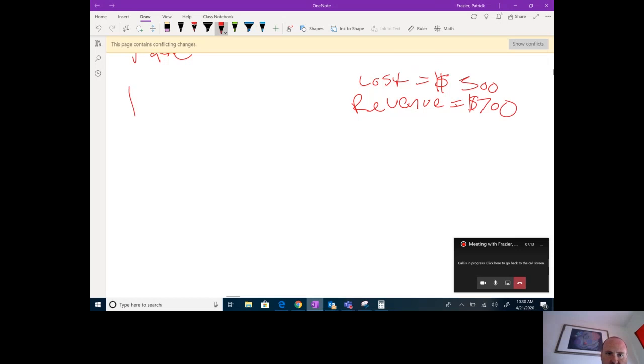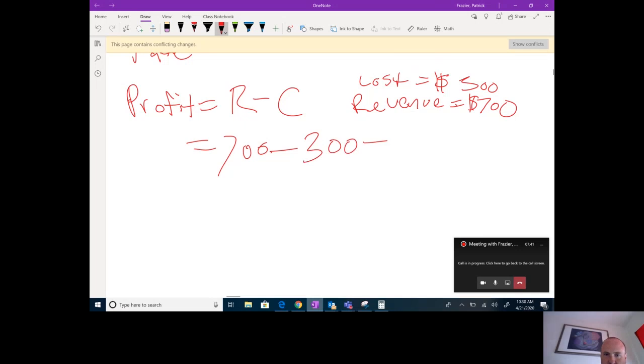Well, your profit is going to be equal to revenue, R for revenue, minus C for cost. So we're substituting R for $700 minus C for $300. 700 minus 300, just like 7 minus 3 is 4, 700 minus 300 is $400.